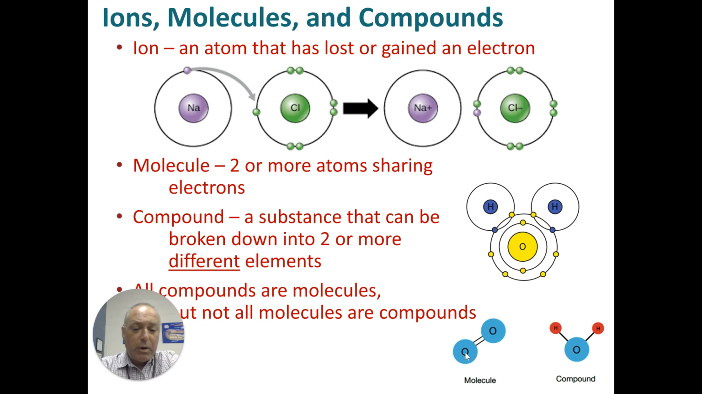But a molecule would be O2, whereas a compound could be H2O. It's got two different elements. That's what makes it a compound. But the compound is a molecule. This molecule is not a compound because it doesn't have two or more different elements.